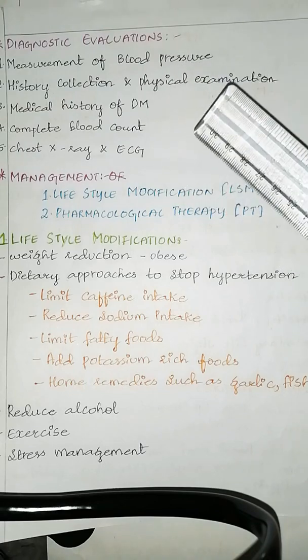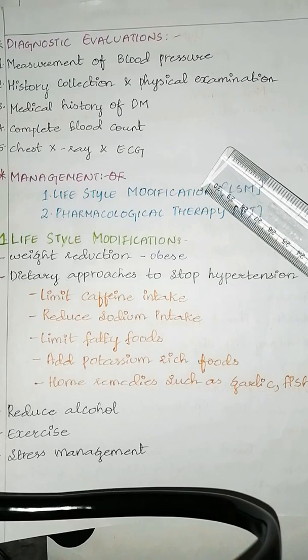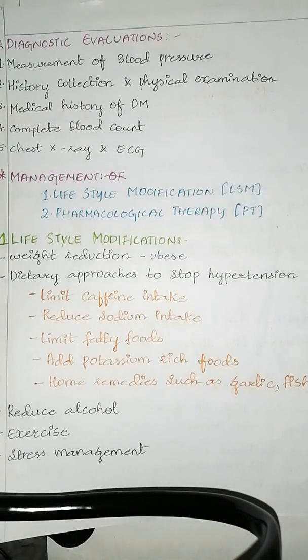Management of hypertension is possible in two ways, that is lifestyle modification and pharmacological therapy. Patients with pre-hypertension or at the initial stages of hypertension respond well to lifestyle modifications. But patients who do not respond well to lifestyle modification at the initial stages, we need to go with drug therapies, and in those patients drug therapy is required along with the lifestyle modifications.